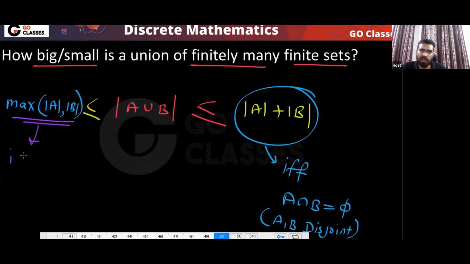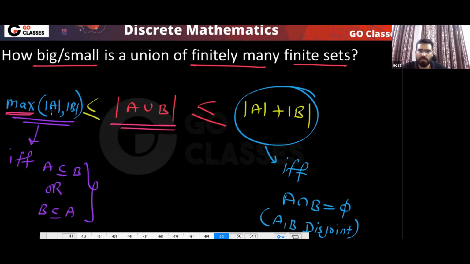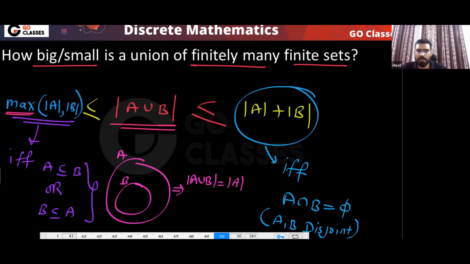When will this happen? This will happen if and only if one of them is a subset of the other, if and only if A is a subset of B or B is a subset of A. Then the minimum value you will get is the maximum of A, B. For example, if B is a subset of A, then A union B cardinality will be the cardinality of A. Is it clear to everyone?